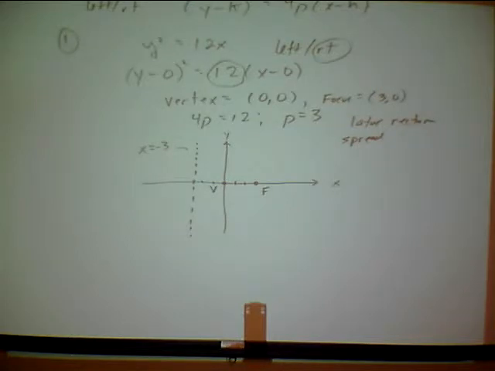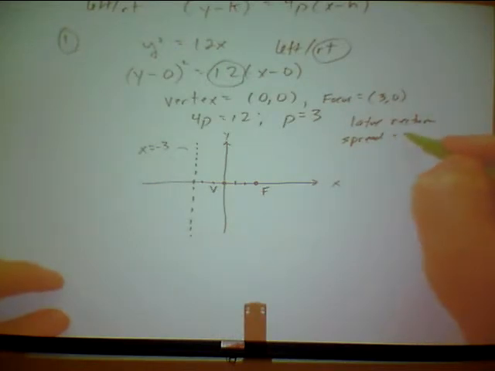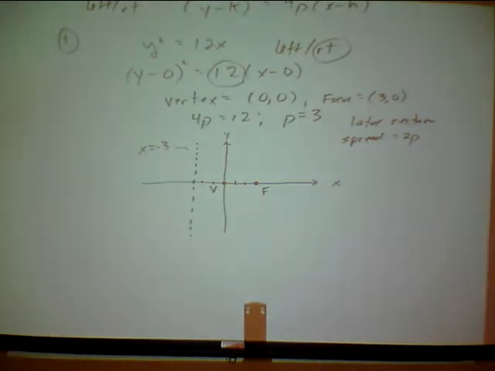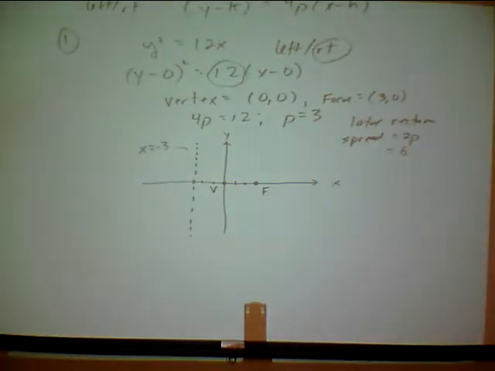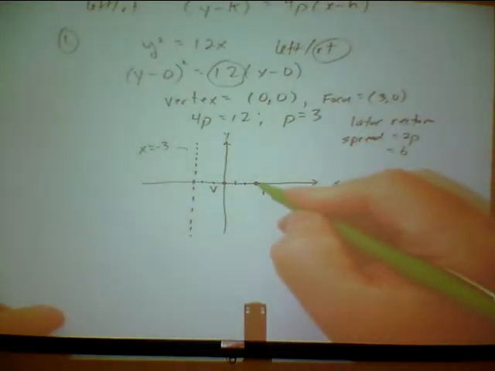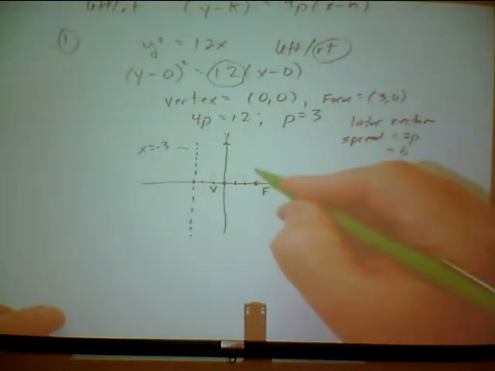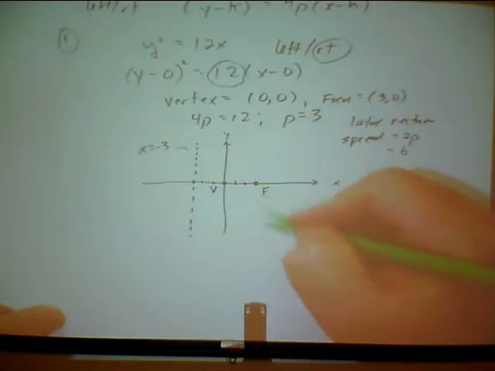And for me, now this is just for me, you won't see this in the book, this is how I do it. The spread is actually 2p. So in this case, it's going to be 6. Now let me show you what that number means. What I do is, I go to my focus, and the spread is how much? The distance. In this case, the distance I go up, and the distance I go down.